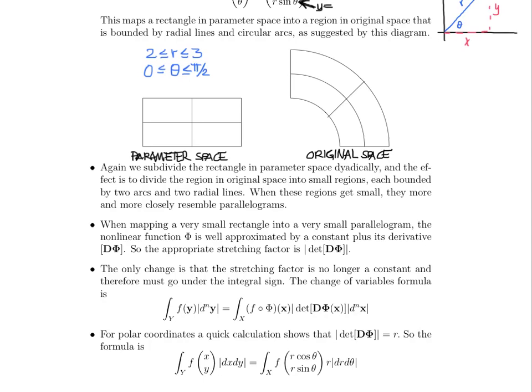So how does this work, you might ask? It's not exactly the same as before, where every little dyadic cube mapped into a tiny little parallelogram, but the same process tends to apply. We're going to subdivide the rectangle in parameter space dyadically, and the effect is basically going to be to divide the region in original space into smaller and smaller regions. What does this look like?